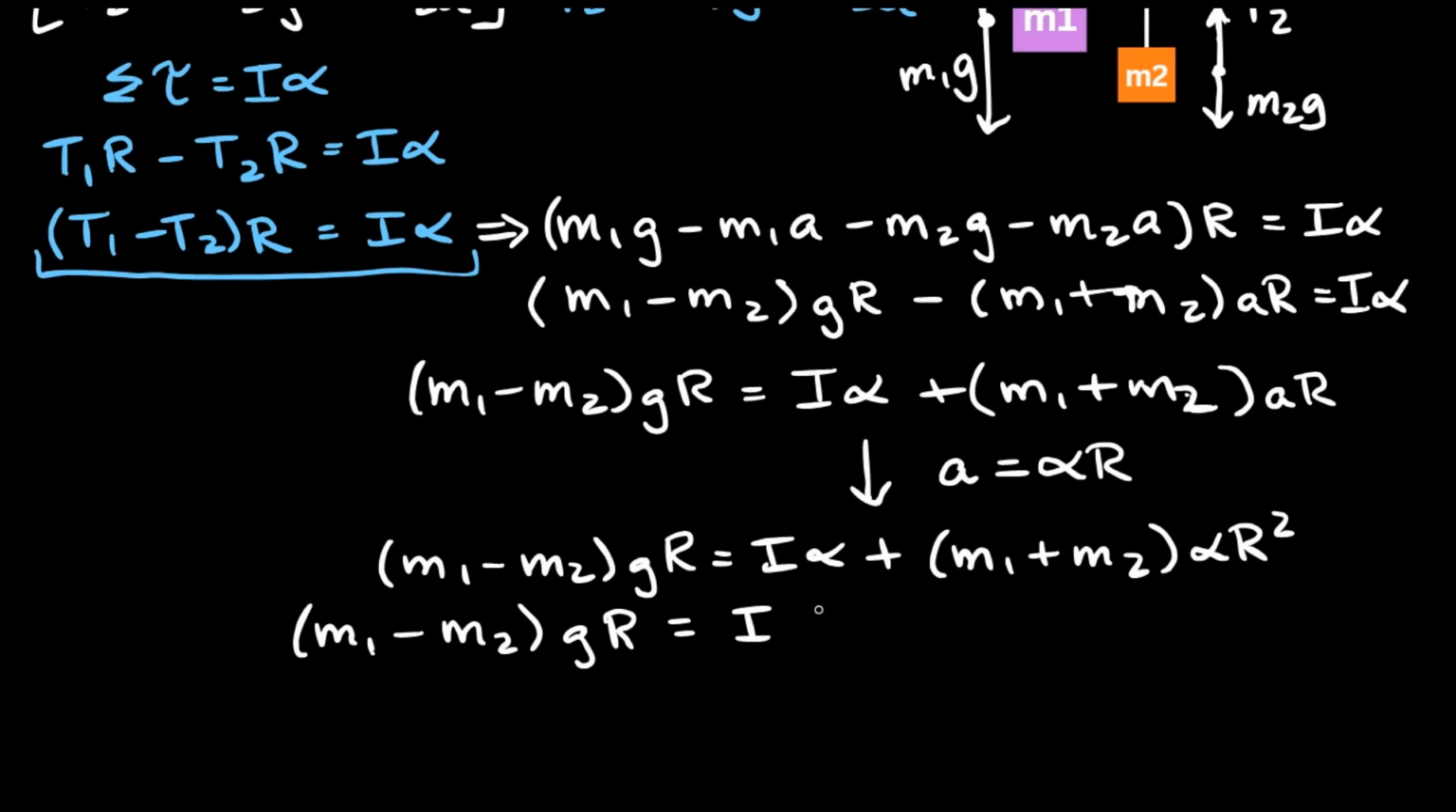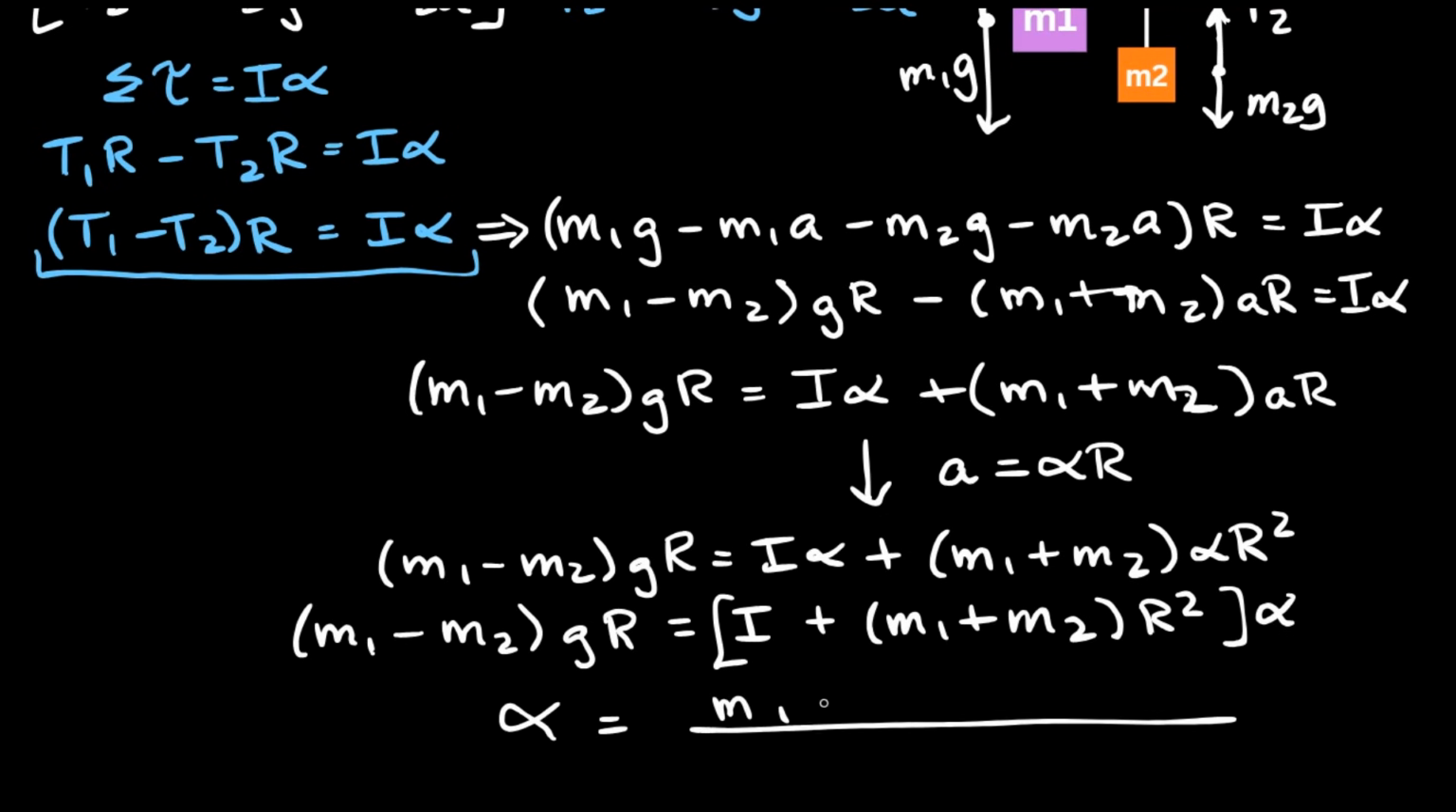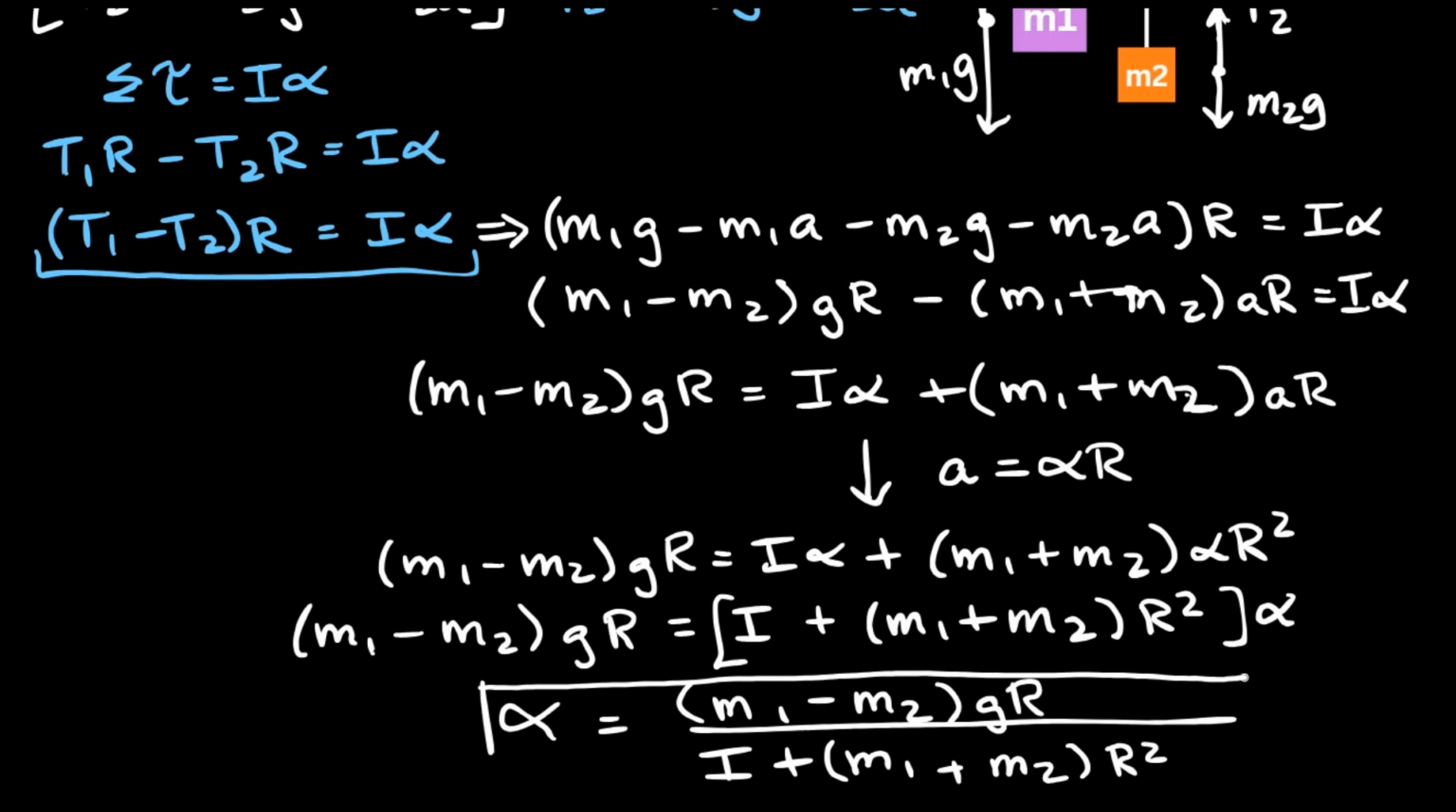We are looking for alpha, or the angular acceleration. So on the right hand side, we're going to factor out the alpha, and then we're going to divide both sides by I plus (m1 plus m2) times r squared, and we get that alpha is equal to (m1 minus m2) times gr divided by I plus (m1 plus m2) times r squared.